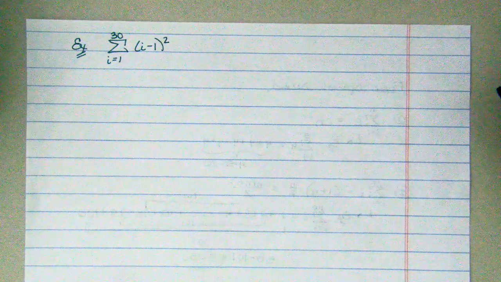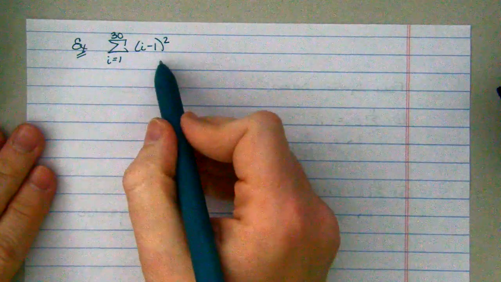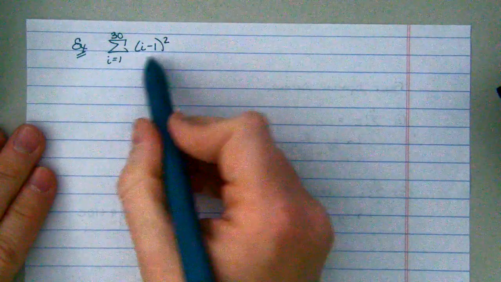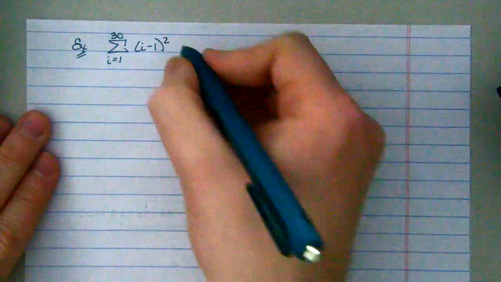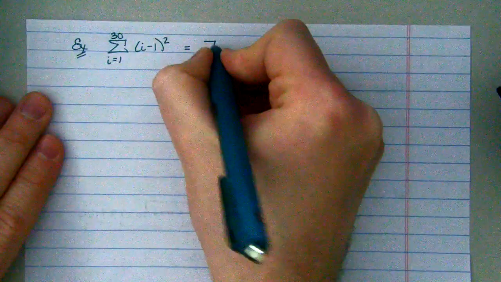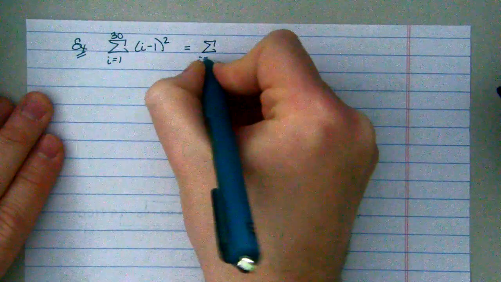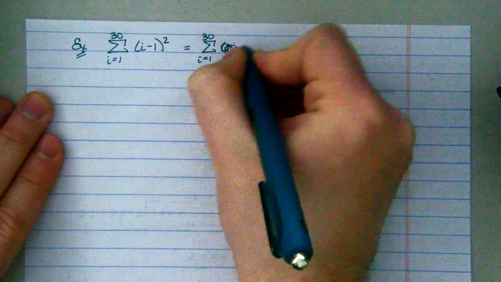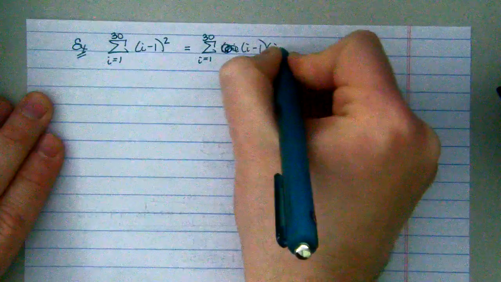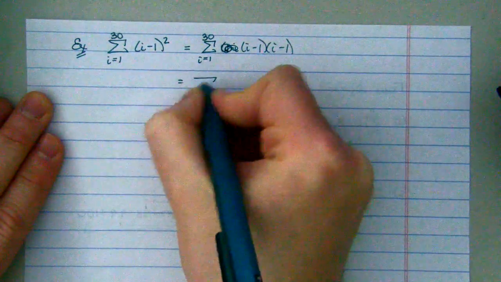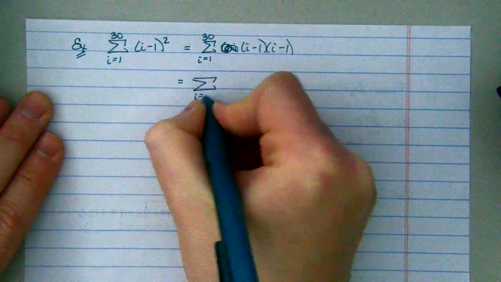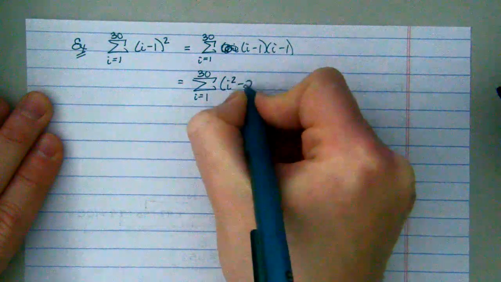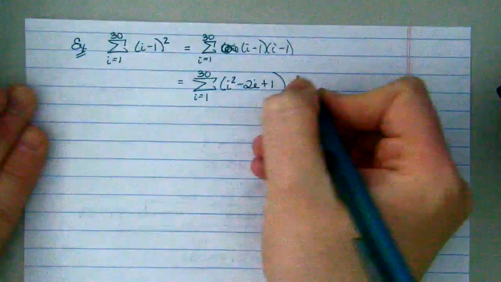But the first thing I need to do is, this is not really just one of those formulas. This isn't just a constant or a variable squared or a variable cubed. It's a little more involved. I need to use some algebra to rewrite this. First thing I need to do is FOIL (i minus 1) and (i minus 1). Whoops, got that wrong. (i minus 1) times (i minus 1). When you do that, you get the sum as i goes from 1 to 30 of i squared minus 2i plus 1.